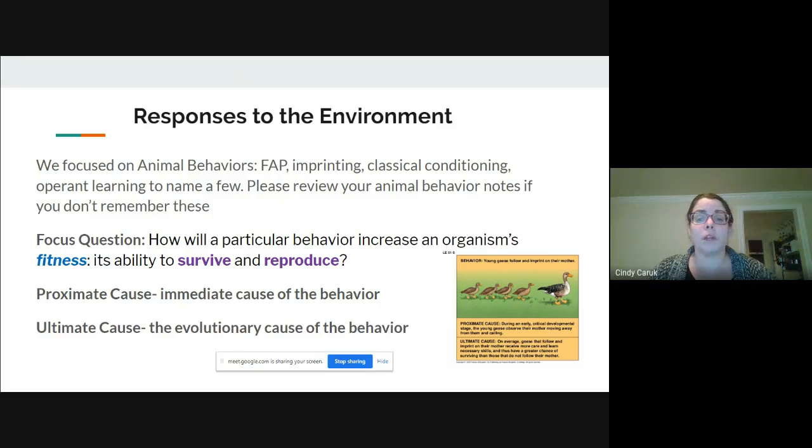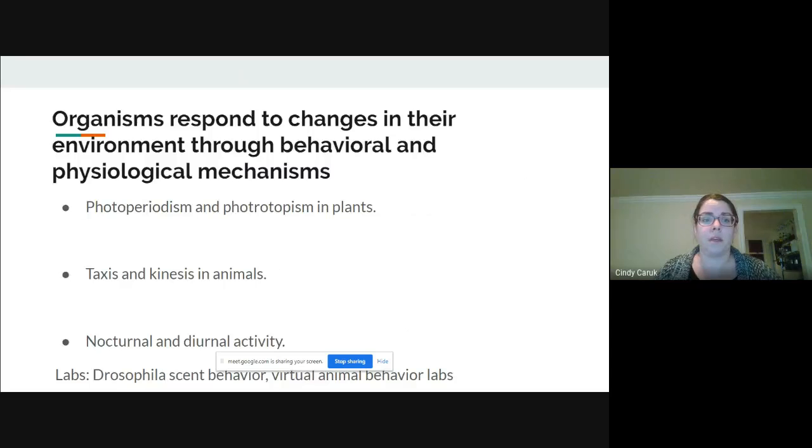So we're always, remember, looking at our proximate cause, the immediate cause of behavior. So we use the example of the geese. During the critical developmental stage, the young geese observe their mom moving away, and they imprint on them. And the ultimate cause, the evolutionary cause of behavior, is because if they follow their mother, they're going to get more care, they're going to get more learning, they have a greater chance of surviving, and therefore their genes will be passed on to the next generation.